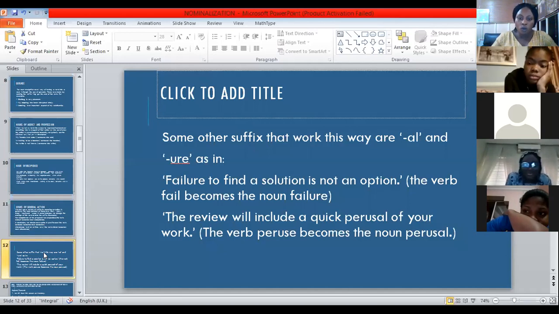The review will include a quick perusal of your work. That's the second example. The verb peruse becomes the noun perusal. How do we arrive at the noun perusal? With the addition of AL.